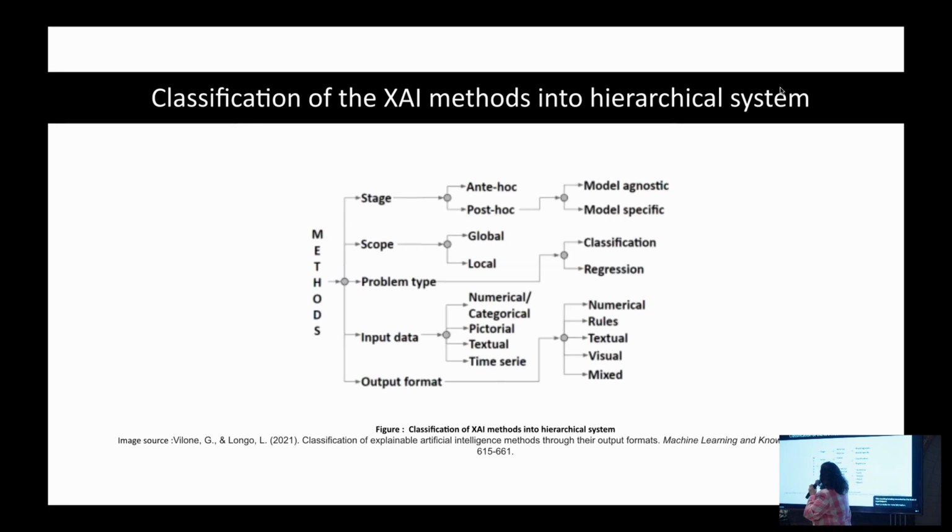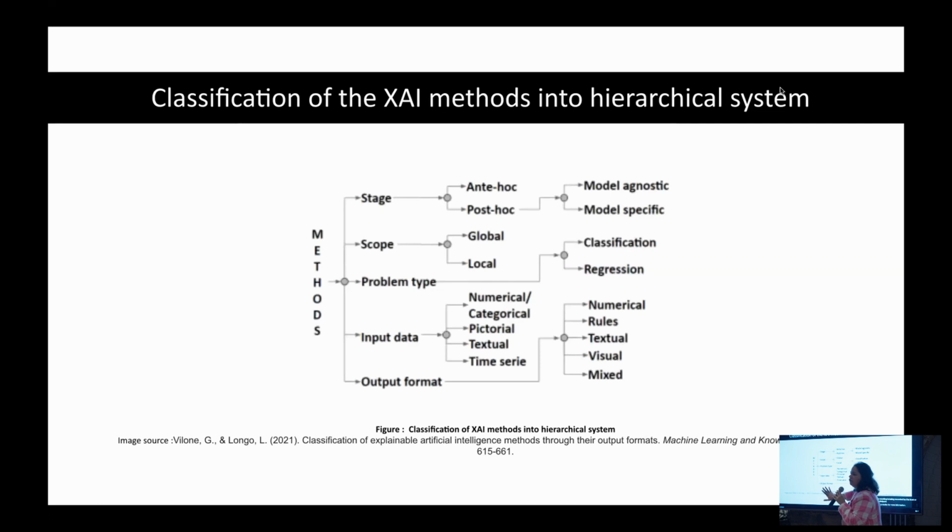Now, the explainability method could also be applied on the basis of scope. Either we need a global explanation, like for the entire model, or a local explanation regarding a specific feature or a specific point while training a model, right? Again, there would be different explainable AI methods depending upon the problem type you are working on. For example, if you are working on a classification problem, there would be a different explainable AI method, and if you are working on regression problems, then it would be different. Similarly, it depends upon the type of input data you are passing to the model. Different input data types could have different explainable AI methods.